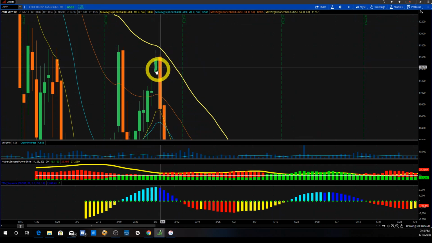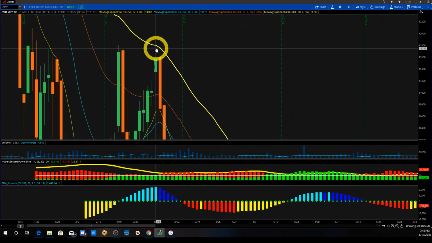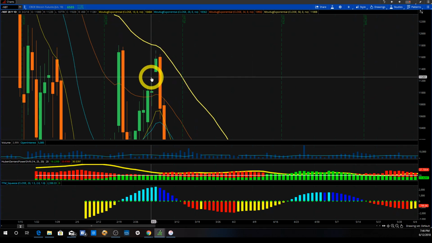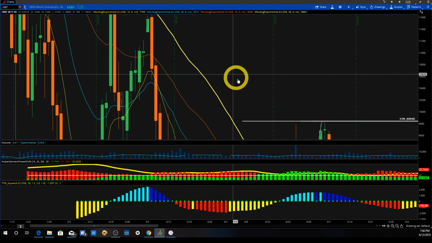Okay? And so what happens is this thing comes up, it tests the 50 EMA, didn't like it, rejects off of it, and now you got this big red candle, and now it's filled the gap. It's traded back into that area. So that's one gap right there.